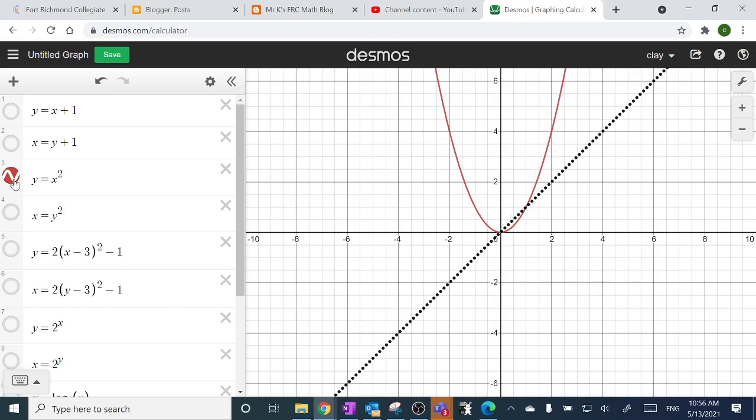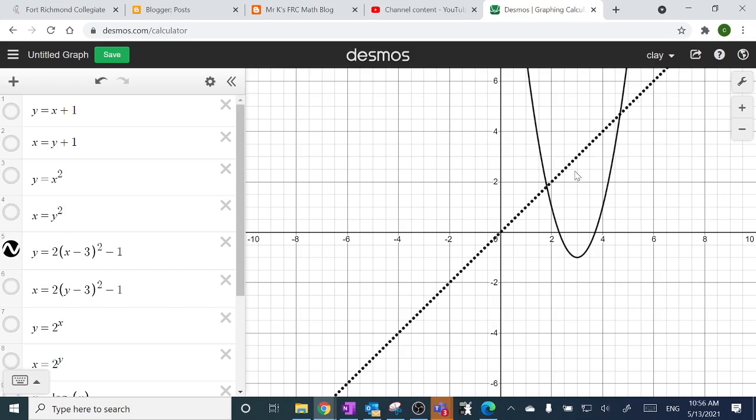Let's do a more complicated parabola. Here's a parabola where I take x squared and then I move it 3 to the right, 1 down, and I double the y values, making it skinnier. So there it is. Try to imagine what the inverse of that is.